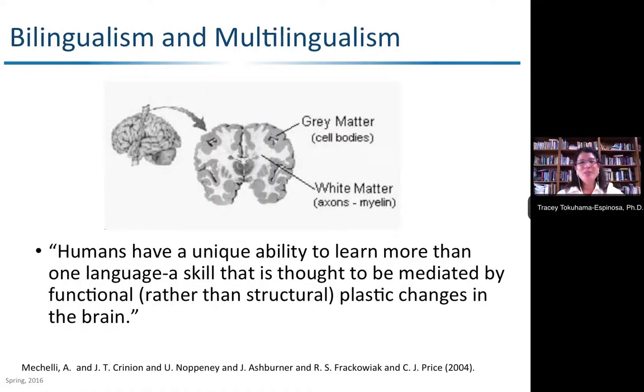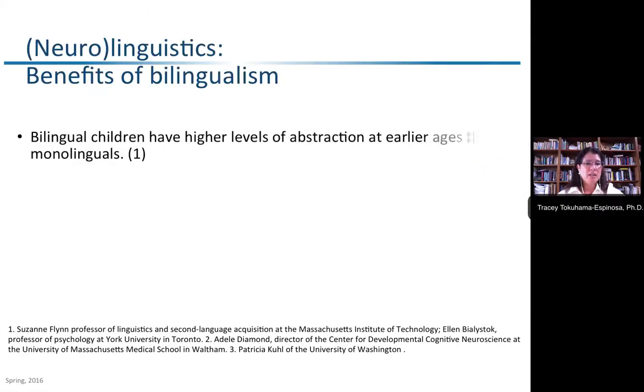And we now know that humans have this wonderful, unique ability to learn more than one language. This is now thought to be mediated by functionalism rather than structuralism. It means that your brain doesn't physically change in structure; rather, the function of those neural pathways is enhanced or slightly changed, but the physical structure of the brain is not sacrificed or changed in any way due to multilingualism or bilingualism. Studies in neurolinguistics show the benefits of bilingualism, which are really clear.